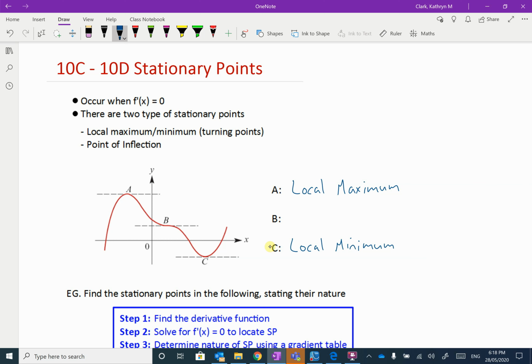And that leaves B to be our point of inflection. Alright, so stationary points are important to be able to identify when sketching functions. It helps us to accurately plot the graphs of our functions. And later on we're also going to solve problems using stationary points to find where functions maximize or minimize. But to begin with, we're going to work on finding these stationary points and then justifying or stating their nature. So by that we mean whether it's a local max or minimum or a point of inflection.